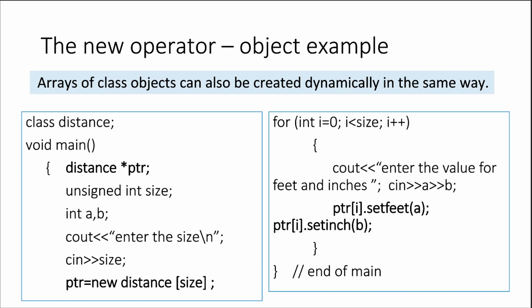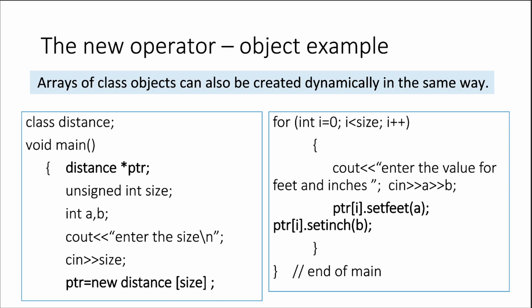So this is the program. Now observe the program. Again, observe the highlighted lines more. The remaining program is quite simple. So distance pointer: you have created a pointer to the distance class. Then PTR equal to new distance of size. Similar structure to the example which we saw in the previous slide.